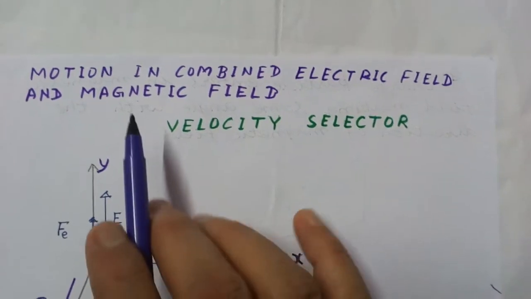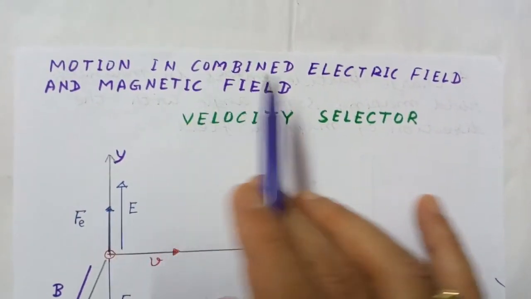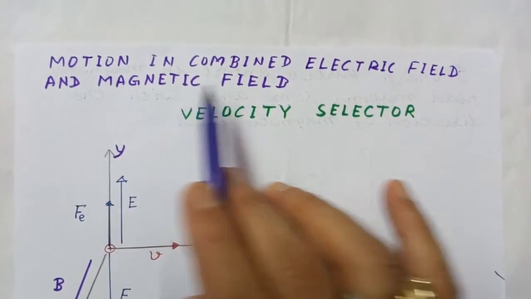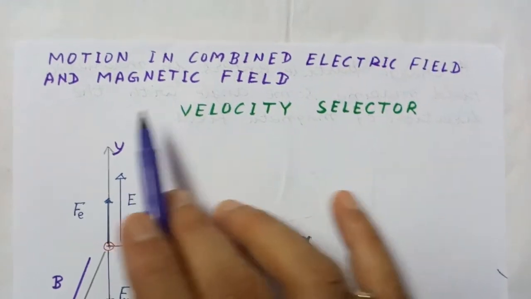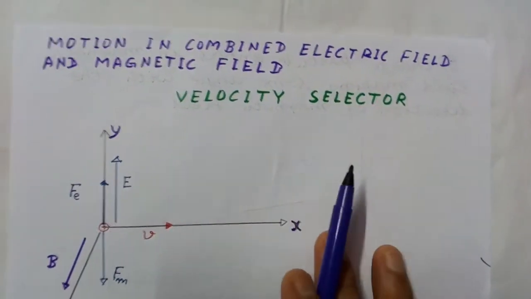In this video, I am going to discuss motion of a charged particle in combined electric field and magnetic field and in brief velocity selector.